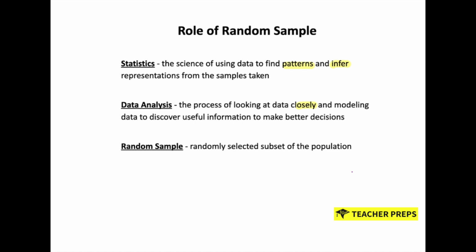to make better decisions. When we collect data, it's important to have a random sample. This is so that our dataset is not biased and truly represents the population that we are collecting data on. Random sample is a randomly selected subset of the population. The key word there is random.